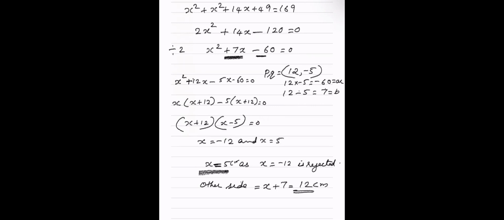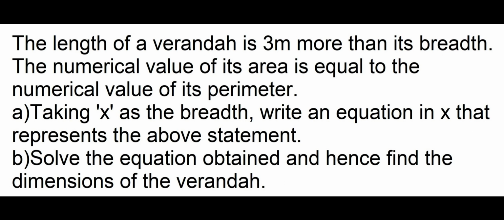Write this unit also. The length of a veranda is 3 meters more than its breadth. The numerical value of its area is equal to the numerical value of its perimeter. Taking x as the breadth of the veranda, write the equation in x that represents the above statement. Solve the equation obtained in 1 above and hence find the dimensions of the veranda.